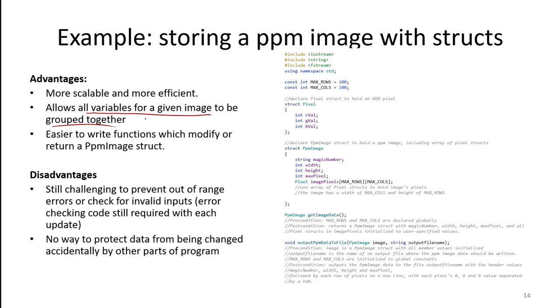But structs still have some disadvantages. It's still kind of challenging to prevent those out-of-range errors, or check for invalid inputs. We would still need to write code every single time we do an input or output in order to check for those error conditions. And once again, there's still no way to protect our data from accidentally being changed by other parts of the program. So the structs definitely make some improvements, but they're still not quite perfect.